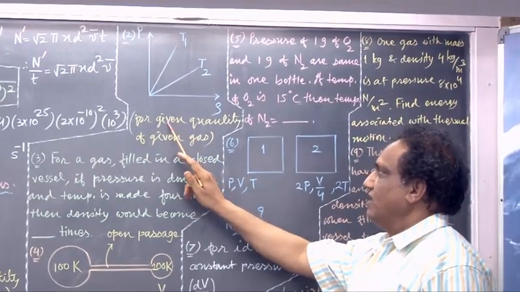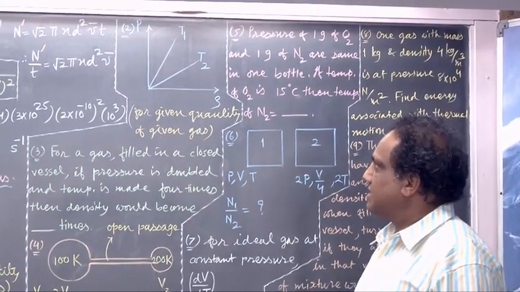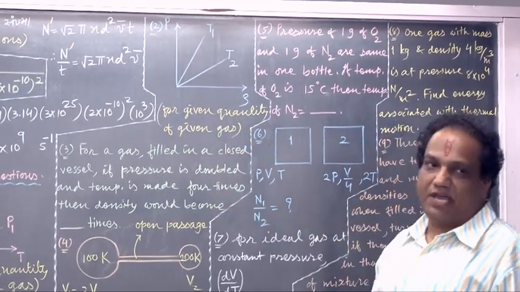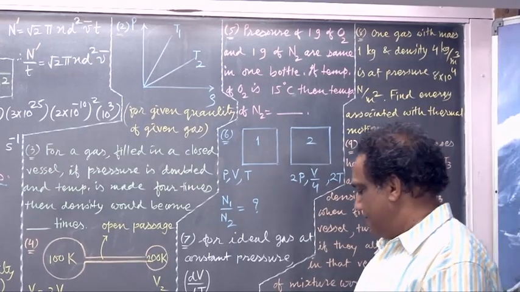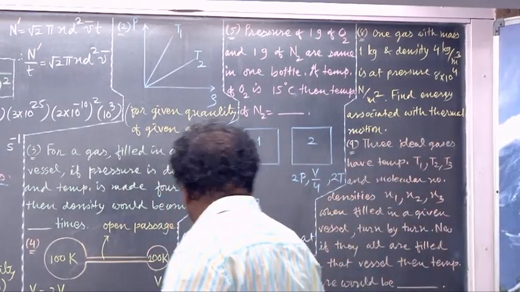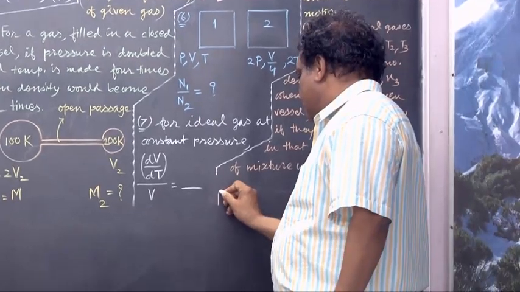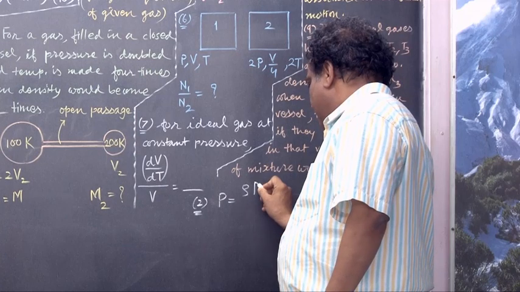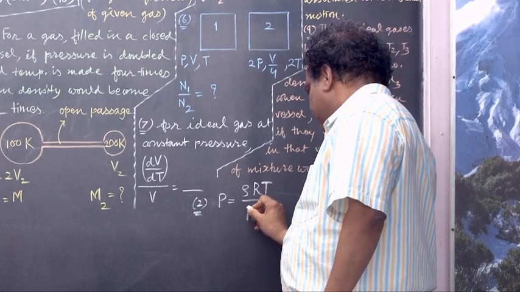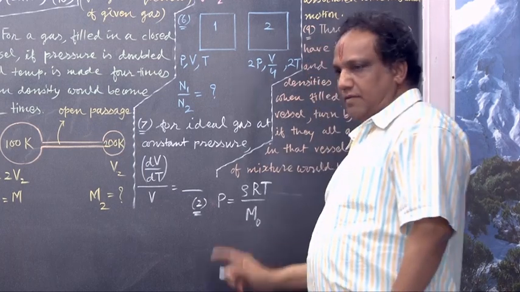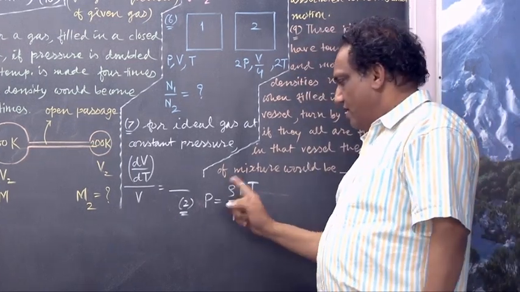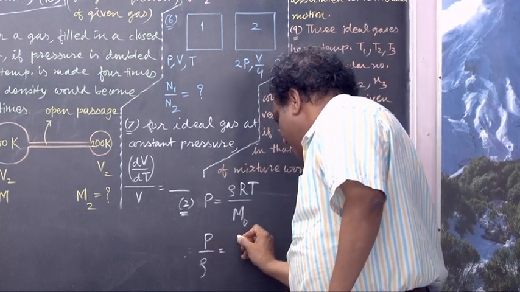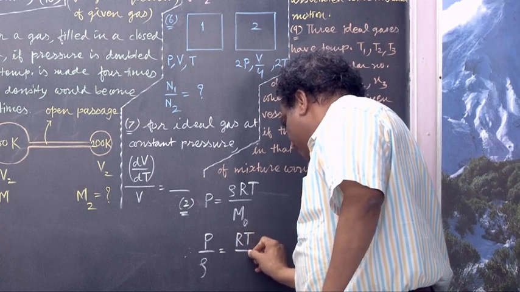Here also for given quantity of given gas. What should be slope here? P upon rho. Don't you know? Look. P equals rho RT upon M0. Remember this formula? Find out P upon rho. It will be RT upon M0.